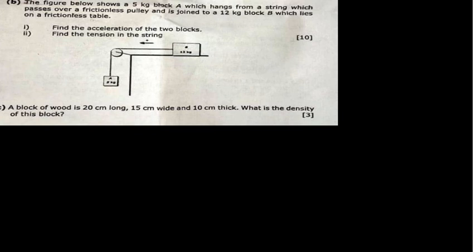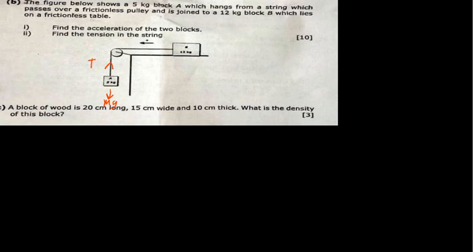Let's consider this one. The figure below shows a 5 kg block A, which hangs from a string which passes over a frictionless pulley and is joined to a 12 kg block B, which lies on a frictionless table. Find the acceleration of the two blocks. So the direction of motion is going to be like that. We take the direction of motion as positive. So there's mg here, and then there'll be a tension up like that.